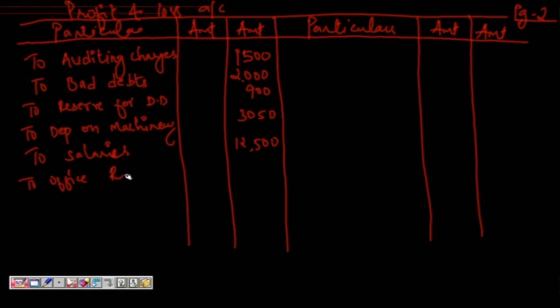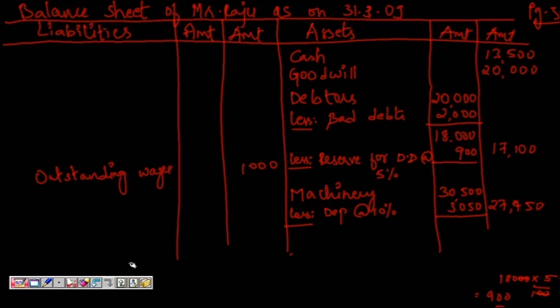To office rent, it is 5,000. The next is rent paid in advance. Anything paid in advance is an asset. Why? Because we are decreasing our liability, which is also equal to an asset only. So write under the balance sheet asset side, rent paid in advance.